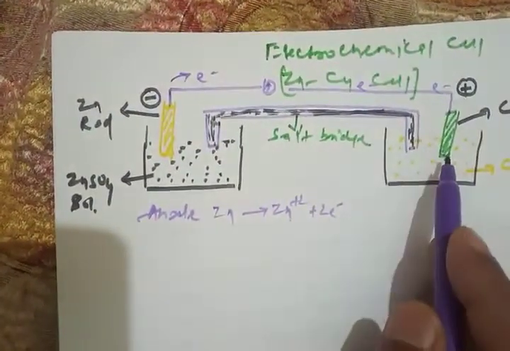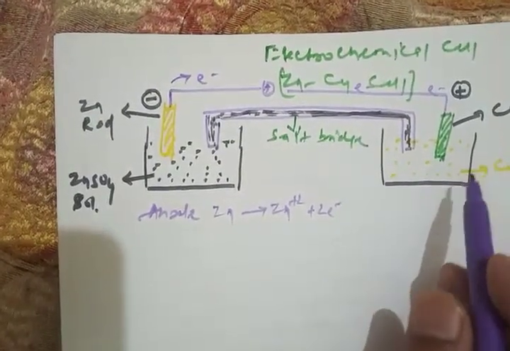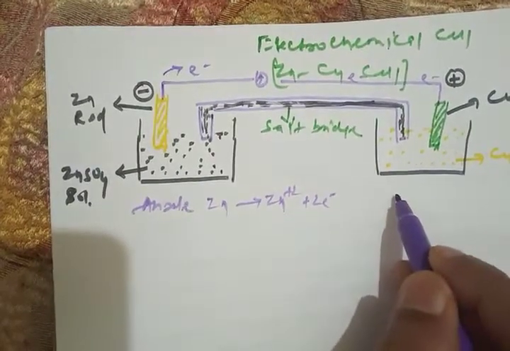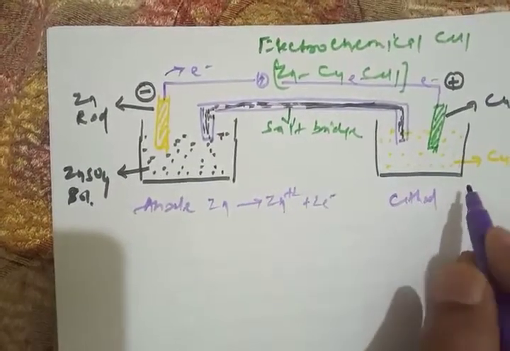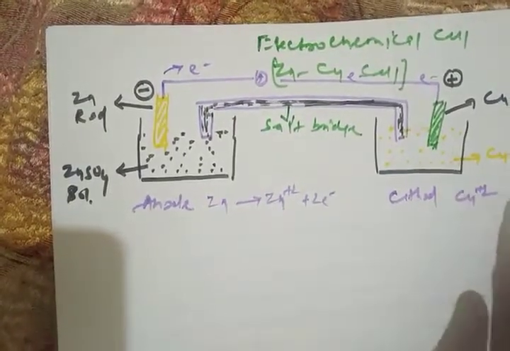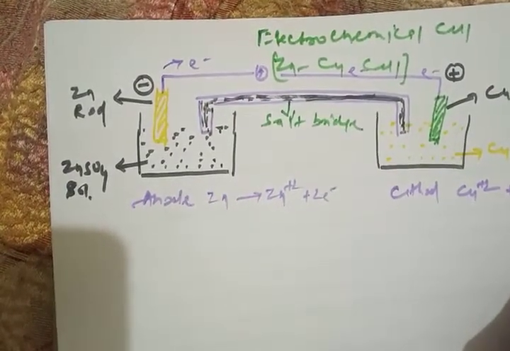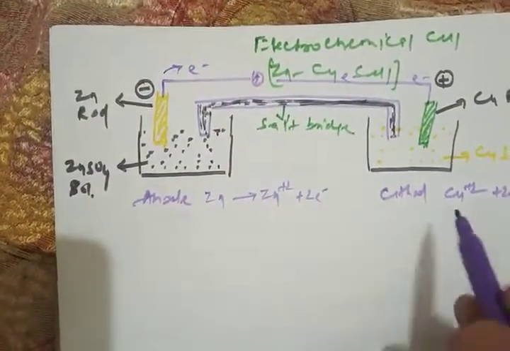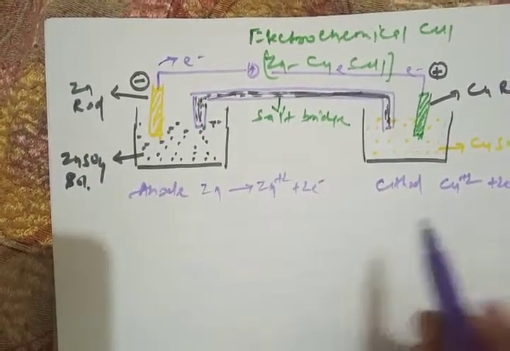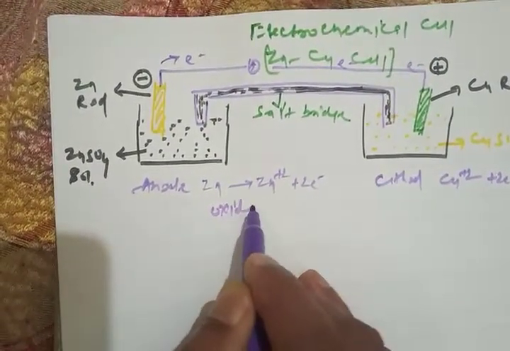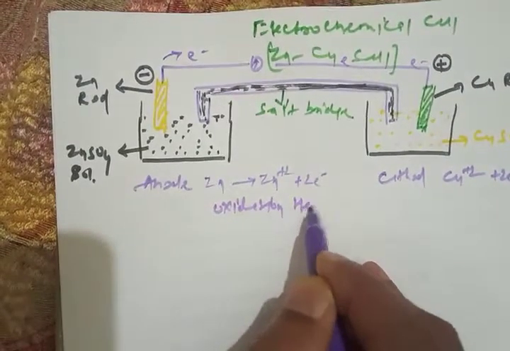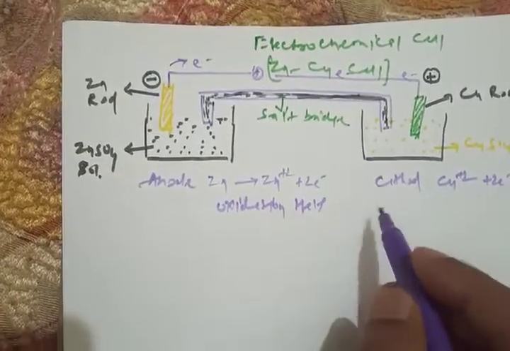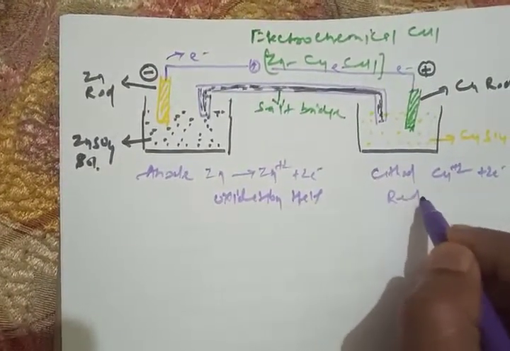At the end where the copper rod is, these 2 electrons are taken by copper. Copper plus 2 is already there in the solution, and these 2 electrons reduce it to copper. So this is the oxidation half cell and this is the reduction half cell.